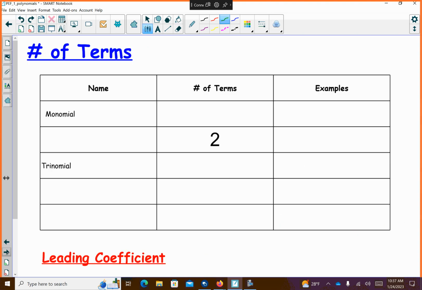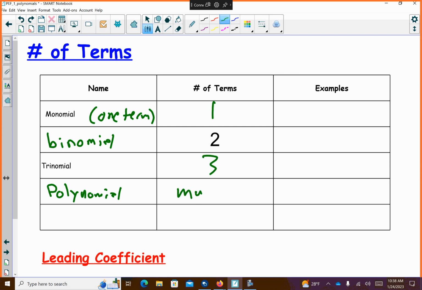Okay, so down at the bottom of your page, you have a monomial. I'm going to put a binomial here, trinomial, and then it becomes a polynomial after that. Monomial, binomial, trinomial, polynomial. Mono means, in Latin, one term. So we have one term, we have 3 terms, we have multiple terms.